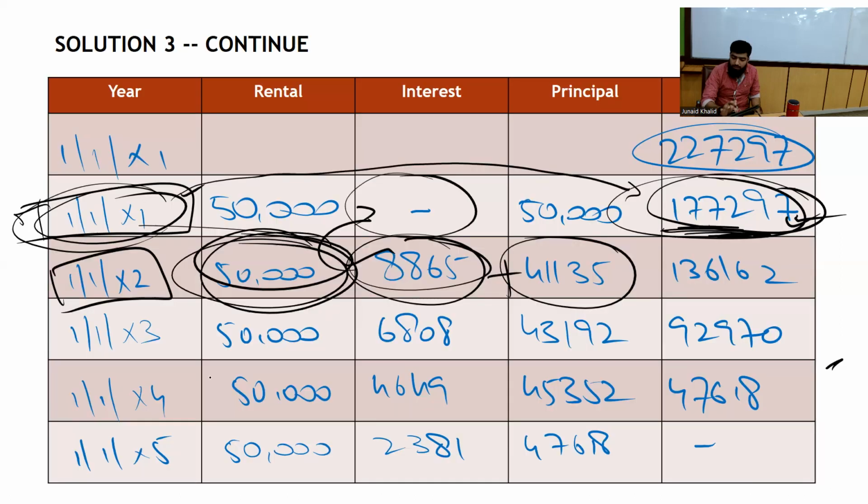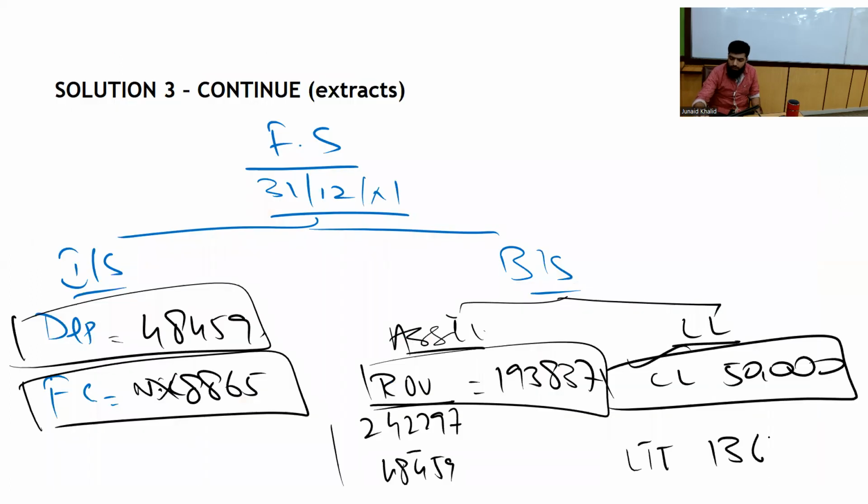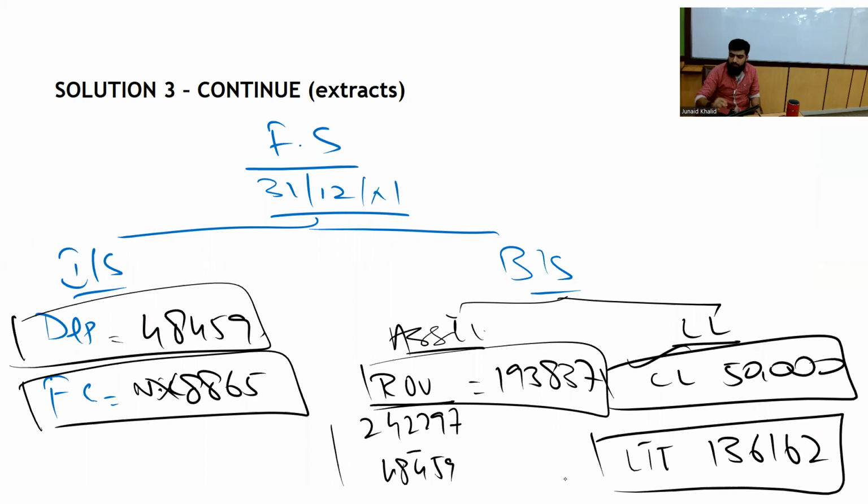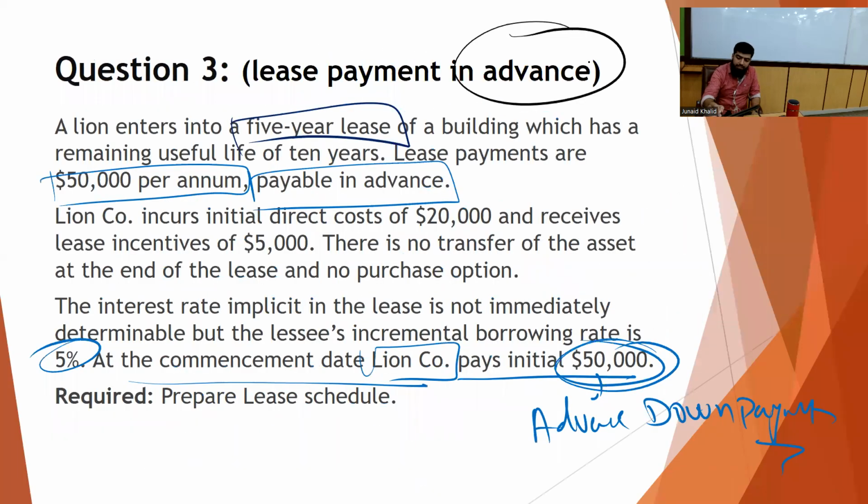Now come back to the long-term liability. What is the long-term liability? Out of 177,297, we'll be paying 50,000 as the current liability. So the remaining liability, that is 136,162, would be recognized as the long-term liability. So that was the case of advance, how to recognize the values in the income statement and the balance sheet. That was the case of a lease agreement signed in advance, which means the rental would be paid at the start of each year.